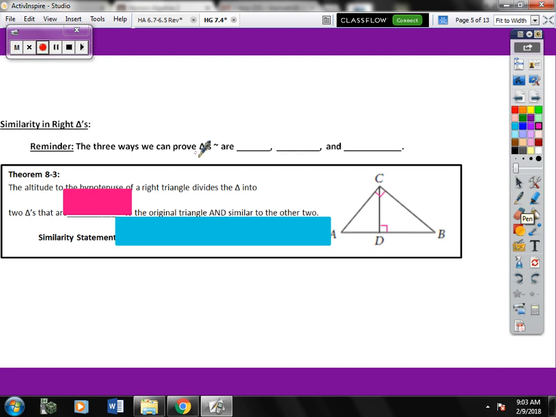So reminder, the 3 ways that we know to prove triangles similar are angle-angle similarity, side-angle-side, and side-side-side.